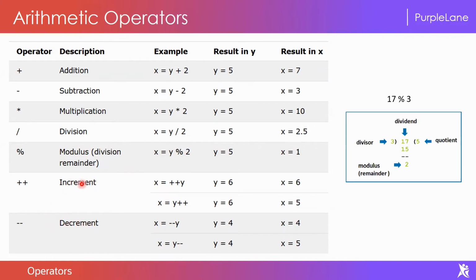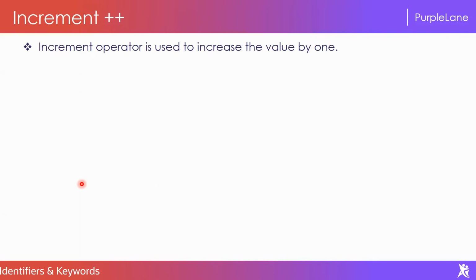Next, the increment and decrement operators. Let's go and see the increment operator. The increment operator is used to increase the value of a variable by 1. There are two types of increment operators: the pre-increment and the post-increment. They both actually do the same thing: they increase the value of a variable by 1.